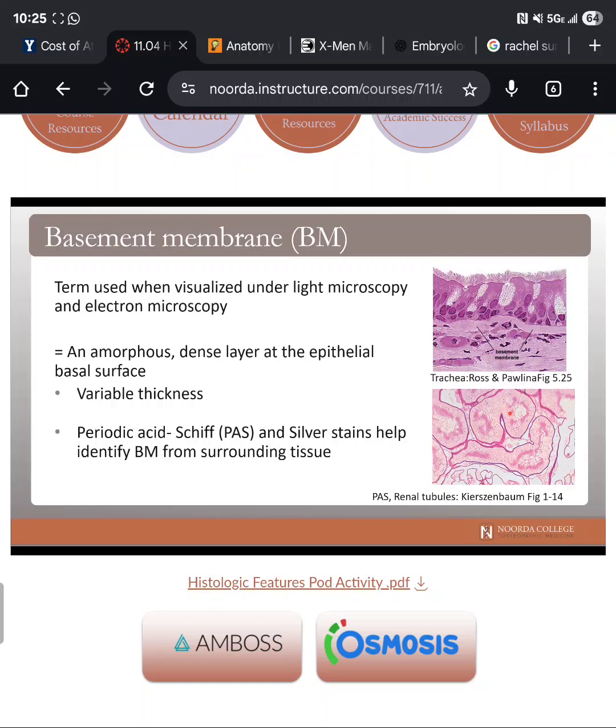So in the image here, you have your renal tubular epithelium, and these special stains help make the basement membrane pop. In this area here, you have your glomeruli with a very thin basement membrane.